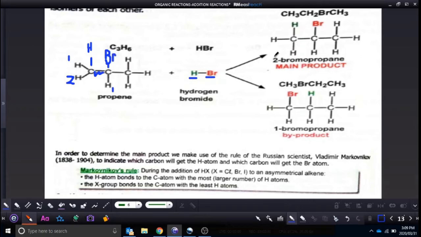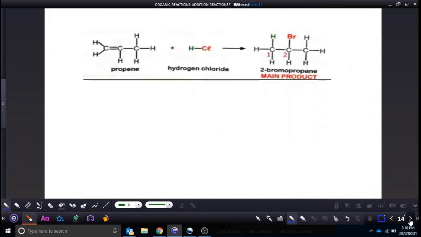But now, actually, we are always making 2 products, but in the exam we mostly ask the main product or the major product. So the major product follows Markovnikov's rule, and the byproduct or the minor product is actually just the opposite. The bromine will sit on the carbon with the most hydrogens, and the hydrogen on the carbon with the least hydrogens. But for exam purposes, the major product needs to be known.